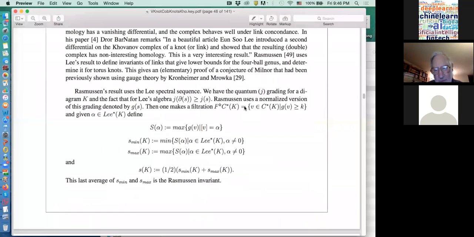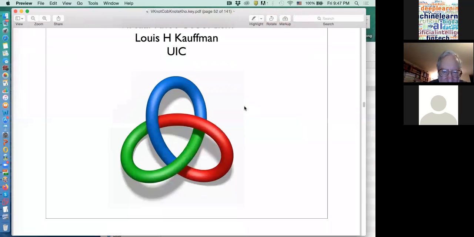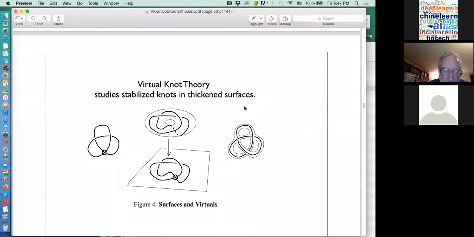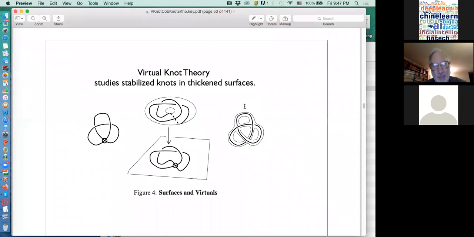Then we get to virtual knot cobordism. And now I remind you of a couple of things about virtual knot theory, and then we'll get into talking about cobordism. So these are the pictures that we're well familiar with, right?